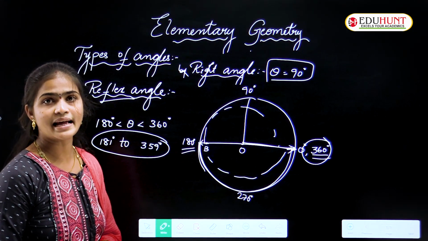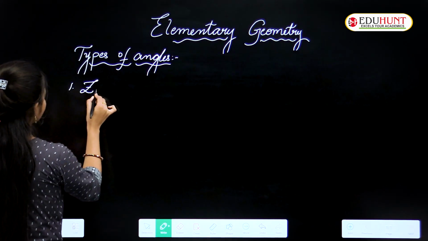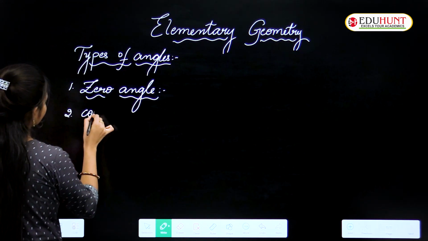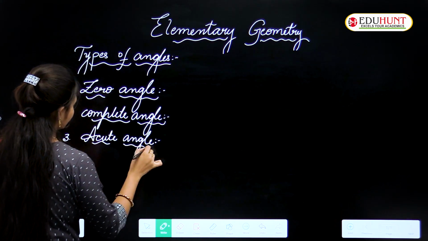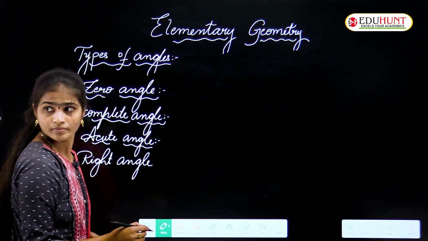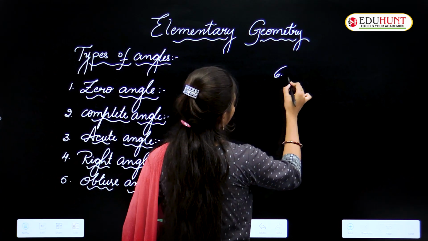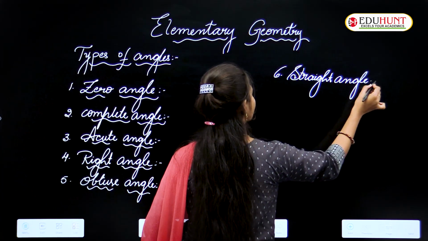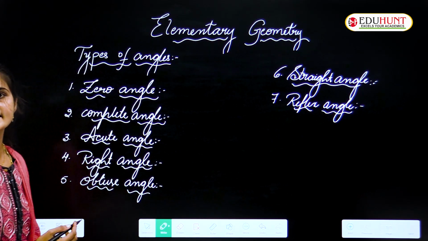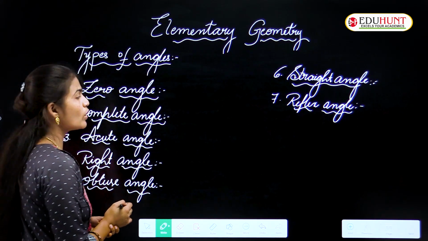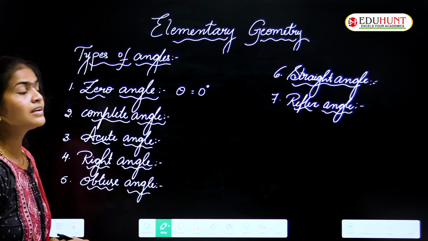So these are all the types of angles. Once again, the types of angles and their measures. Here the first one is 0 angle. Here theta is exactly equal to 0 degrees. So 0 angle measures 0 degrees.